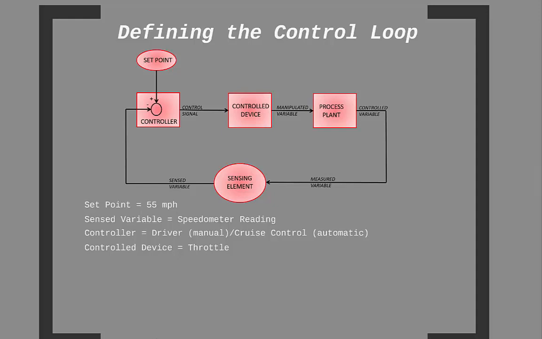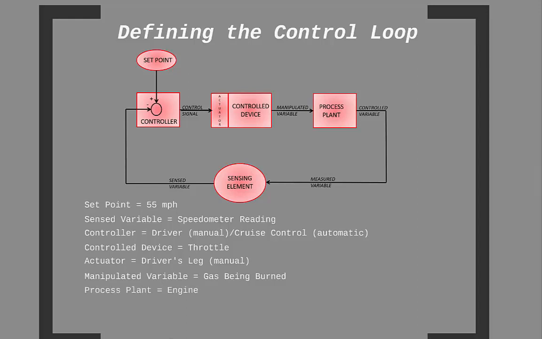Often, but not always, there is an actuator between the controller and the controlled device. This is the piece of equipment that converts the control signal into a force. The controlled device is then adjusted, and such adjustment will have some effect on what we call the process plant. That adjustment is often referred to as changes in the manipulated variable. In our example, the control device would be the throttle, the manipulated variable, the amount of gas physically being fed to the engine, and the process plant would be the car engine itself.